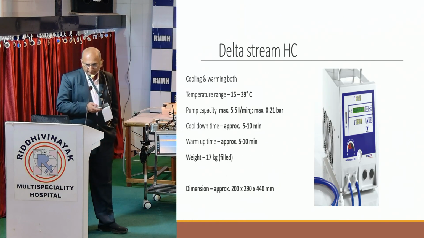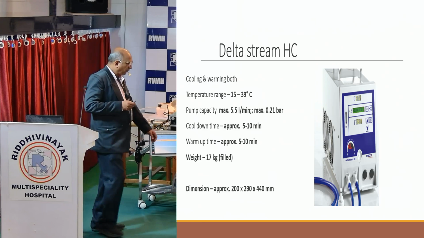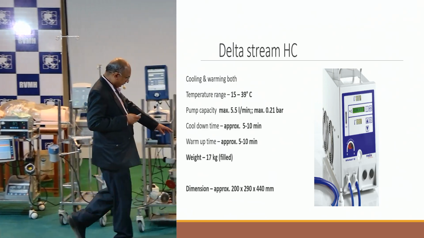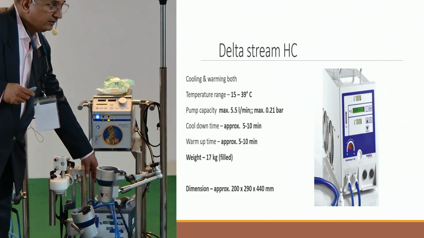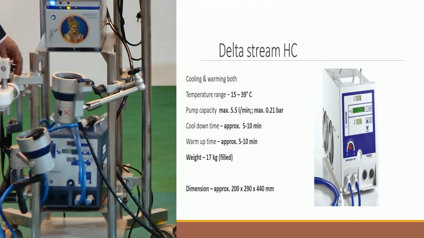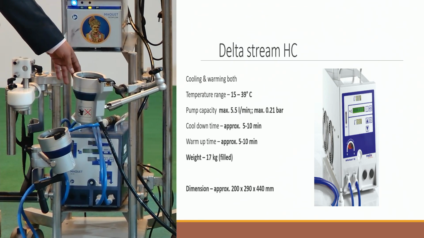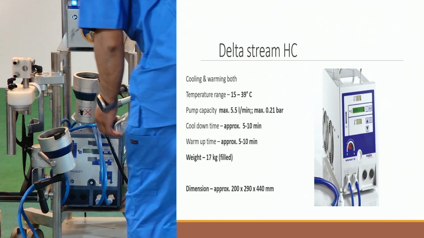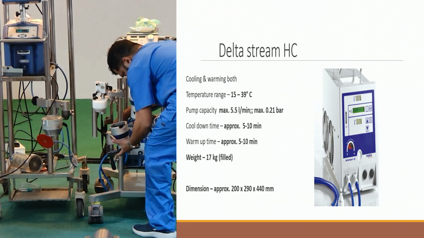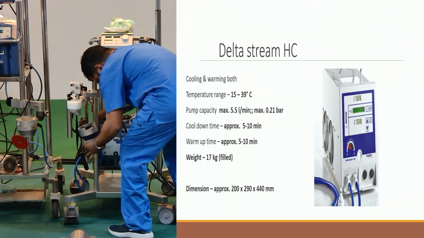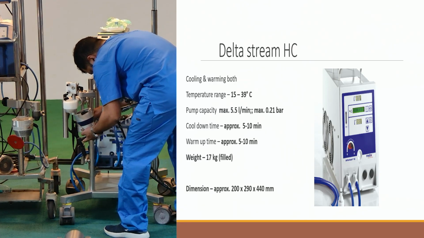I talked about the hand crank. Okay, another part is your heater cooler unit. This is your heater cooler unit. This is the heater unit, you can see. Now the heater unit is basically for when the blood comes out, it gets cooled, so you want to warm the blood. So most of the time it is just a heater unit which you require.